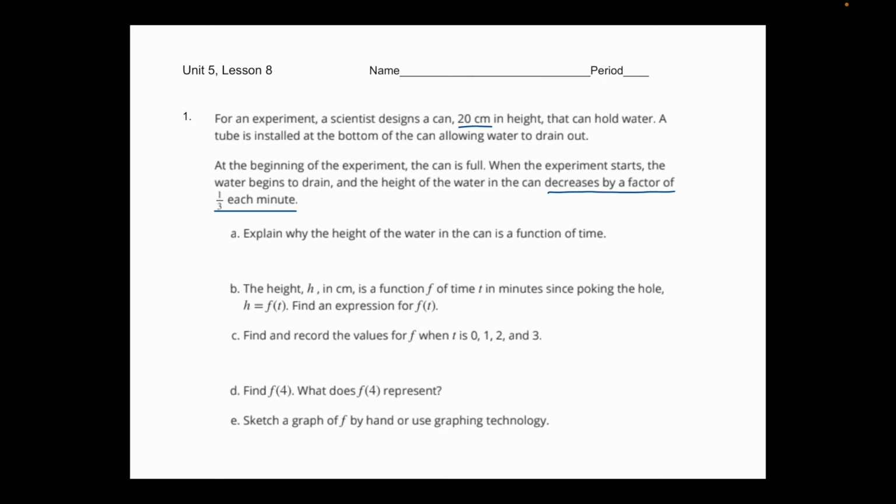The first question they have for us is to explain why the height of the water in the can is a function of time. Well, this is what we're talking about when we talk about inputs and outputs. In a function, for each input, there can only be one output. So for us, based on this sentence, we would always say output is a function of input. So height of the water is going to be the output here. Output. And then time would be the input.